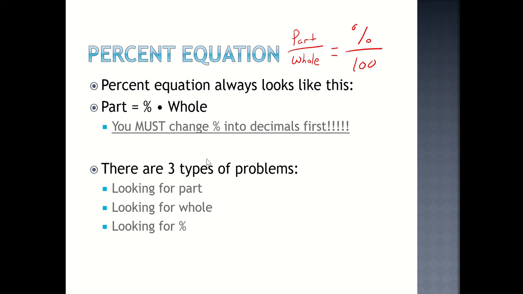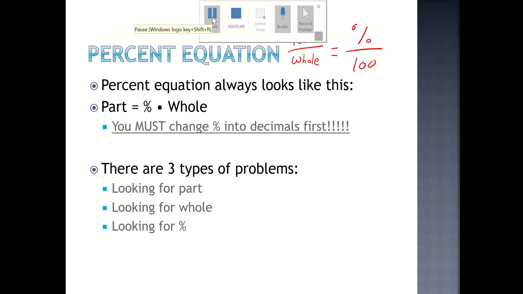So these problems are going to be in one of three ways. We're either going to have the part missing, in which case we'll have to find it. We'll have the whole missing, in which case we'll have to find it, or we'll have the percent missing, in which case we have to find it. But it's going to be one of those three every time. You either have the part and the percent and you're missing the whole, or maybe you have the part and the whole and you're missing the percent, or maybe you have the percent and the whole and you're missing the part.